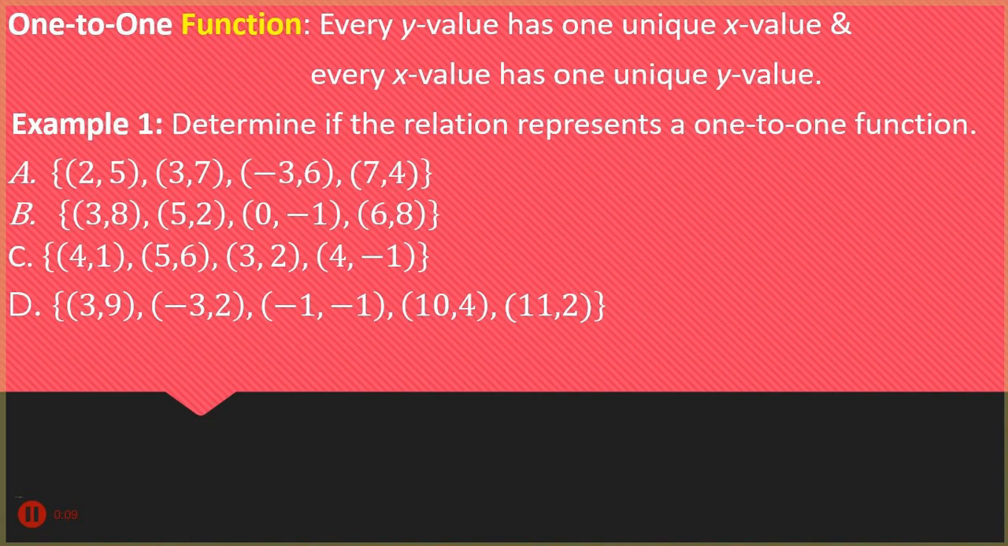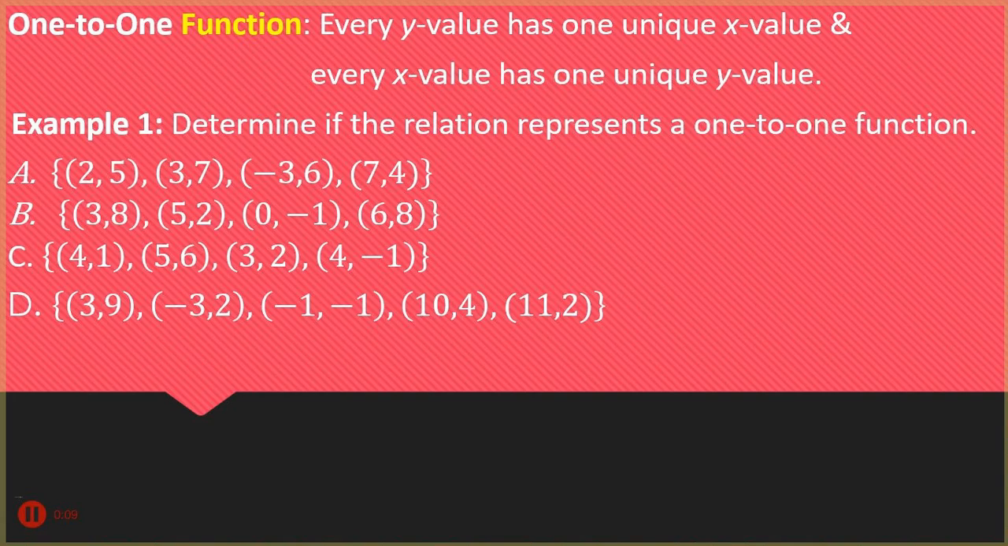One-to-one is one step further. What that says is that there are no repeats in your domain or in your range. Every x value has one unique y value, and every y value has one unique x value. So simply put, there are no repeats, period. So let's look at example 1.